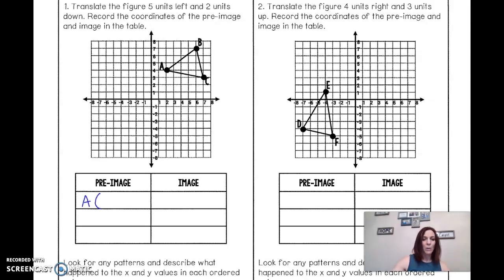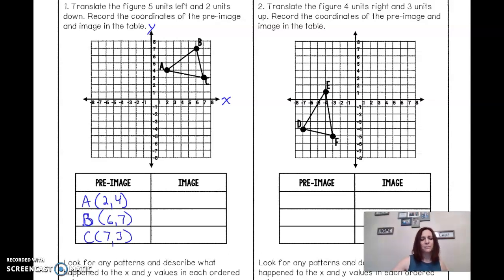Okay, what are the coordinates of A? So remember, we have the x coordinate first, then the y. So this happens at the x value of 2, the y value of 4. Then we have B right here. And these are our pre-images. Our original images are pre-images, and that occurs at the x value of 6 and the y value of 7. And then we have C. And that happens at 7, 3.